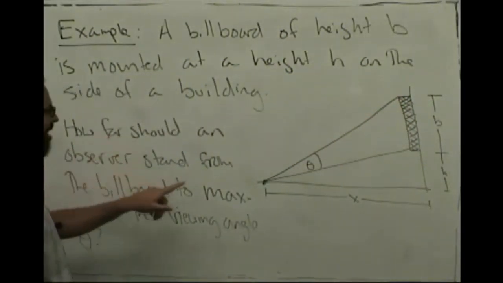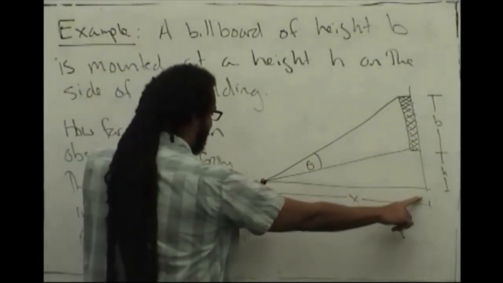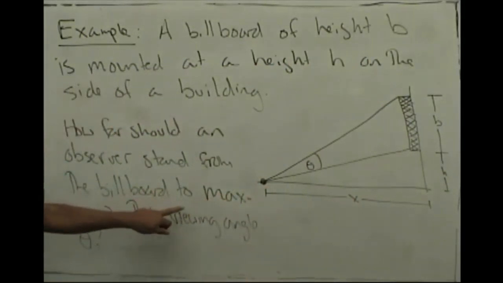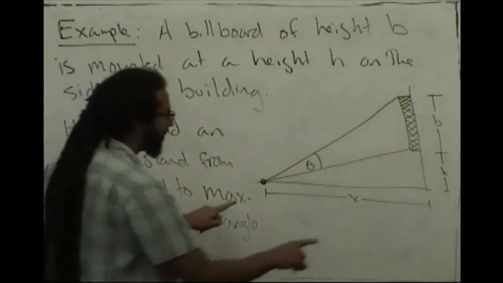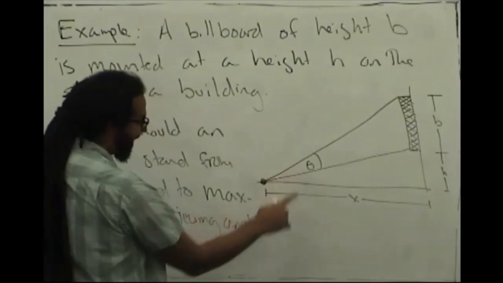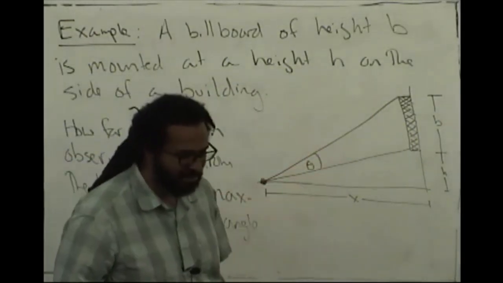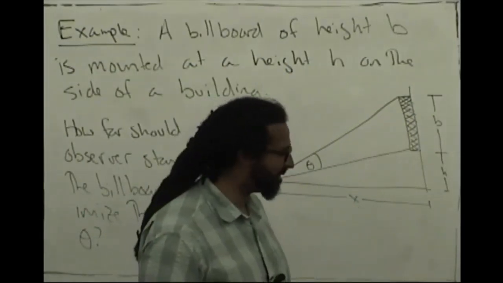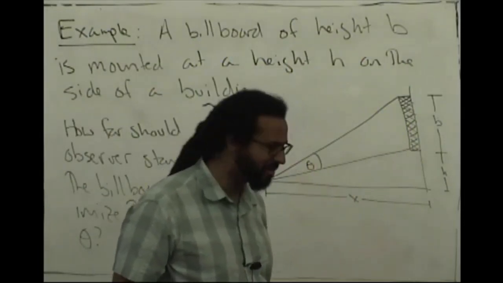And we want to know how far away should the observer, so here's the observer, how far away should the observer stand from the building in order to maximize the viewing angle theta, right? So we're trying to find x in such a way that will maximize the angle theta. Okay, so we've seen this system before in a related rates problem, and I think I mentioned that we would see that same system again in one of these optimization problems, so here it is.